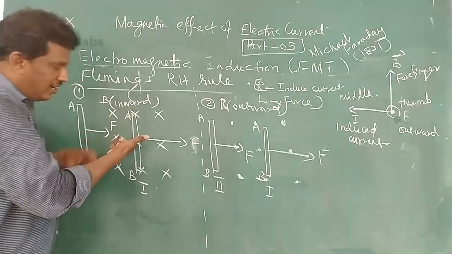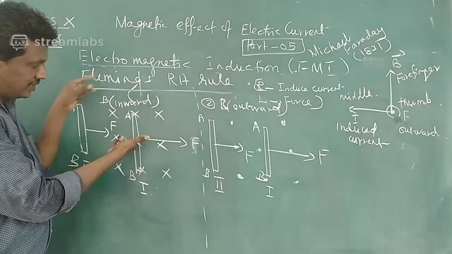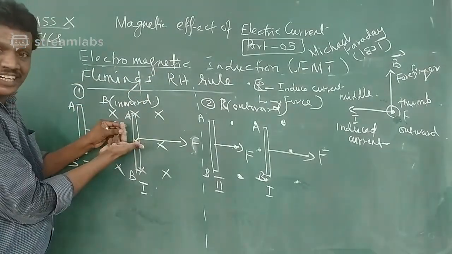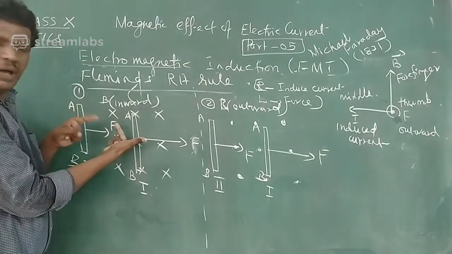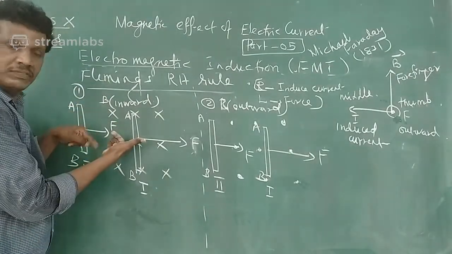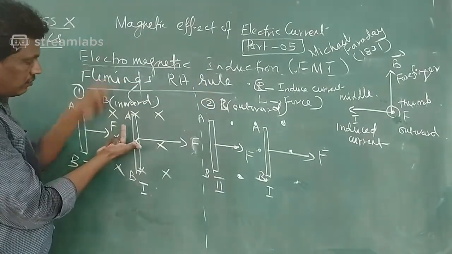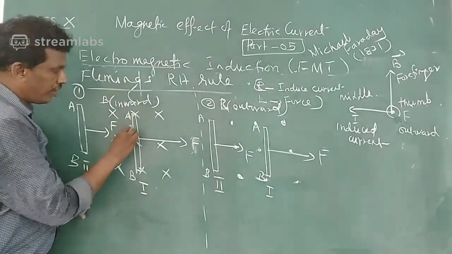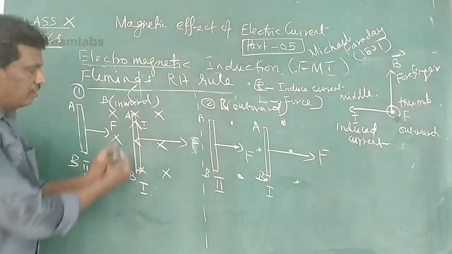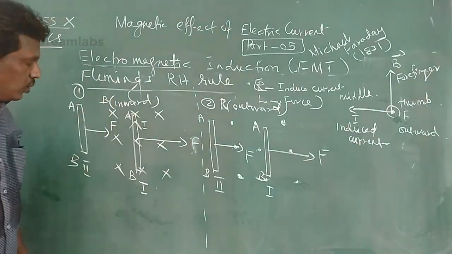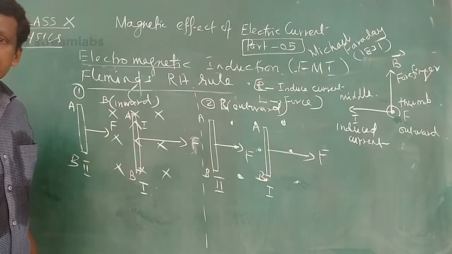Magnetic field is inward. Where is the force acting? Right side. Where is your middle finger? Upward. Very interesting, very simple to apply. Here you see, magnetic field is inward, force is on the right side. Automatically, where is the current acting? Upward. So how is the current flowing? B to A. For you, you can write upward or you can write B to A. Both are correct.